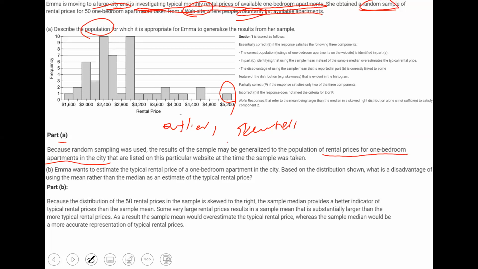So use the word skewed, because this is a skewed graph, right? But can I be sure if there's an outlier? No, I can't unless I carry out the calculation. So don't use outlier, use skewness.